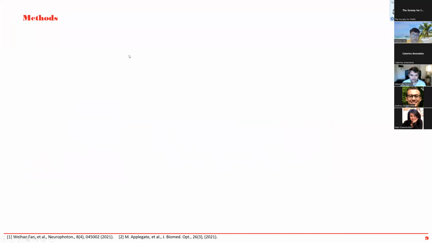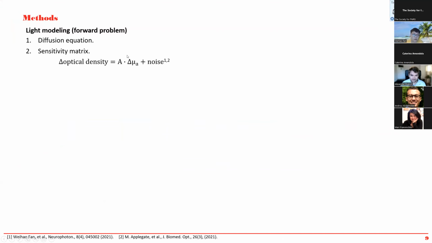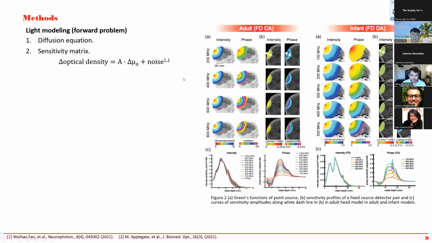So in FD-DOT, the most important part is to model the light propagation in the human head, so that it's based on the diffusion equation, and the change of the optical density and the change of absorption in the brain tissue is related by a sensitivity matrix A. So here we simulate the light fall-off and phase shift in the head models in both adults and infants, and the sensitivity of the fixed source-detector pair.